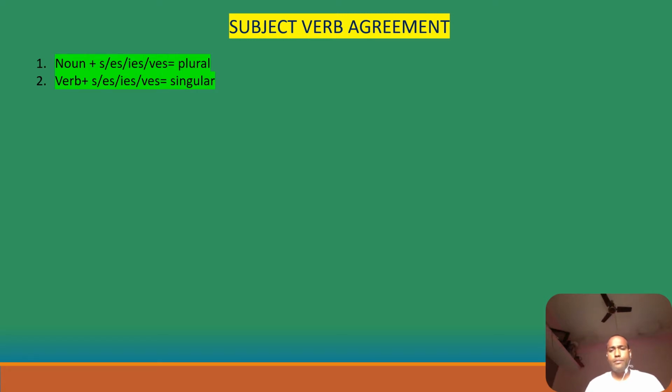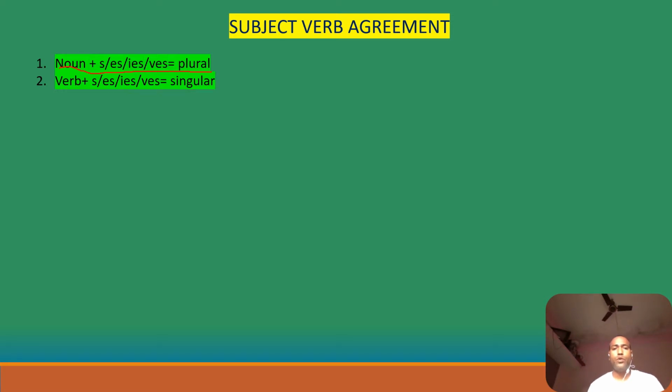As we have learned, s, es, ies and ves make a noun plural, and many of the students are still in confusion, and they use the same thing for the verb as well. But see here, you can see underlined there: verb plus s, es, ies or ves makes it singular. So the case of noun and verb is just opposite.